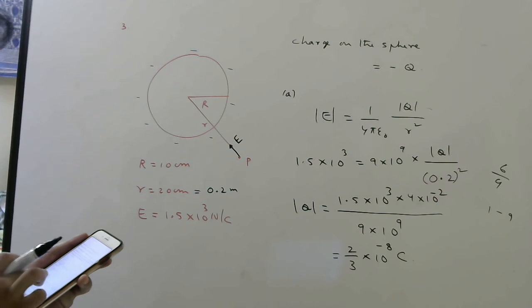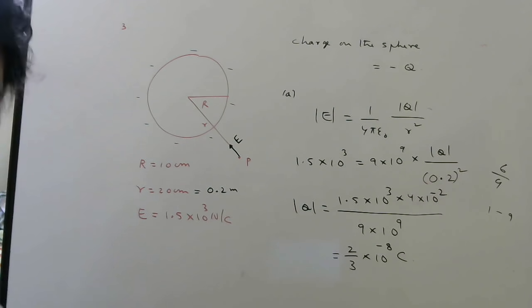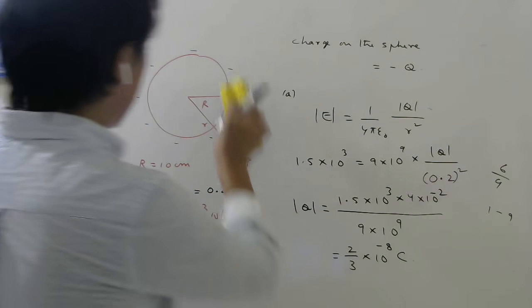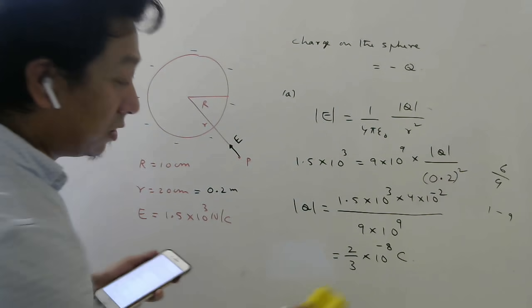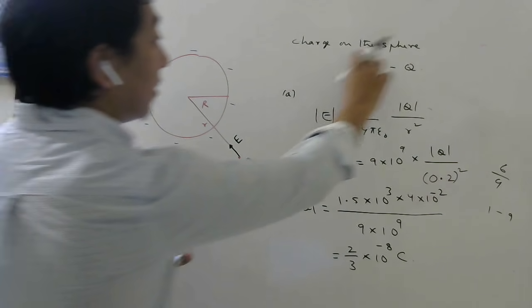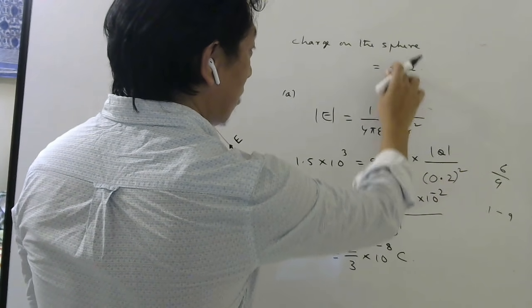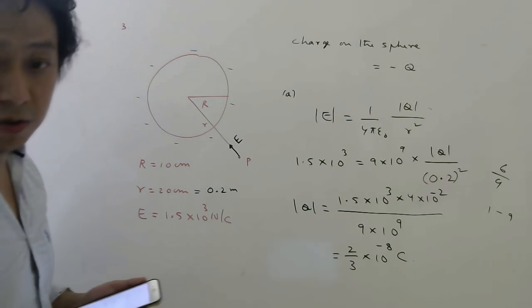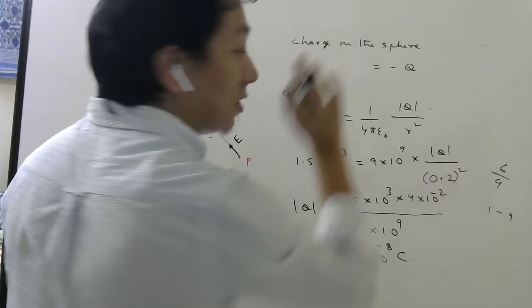Now the second part is to find how many electrons should be added in order to give the sphere this much charge. But by the way, the answer is what? This or minus this? Minus this, because they are asking the charge on the sphere, which is a minus value. So we put the value we found here. That will be the charge on the sphere.